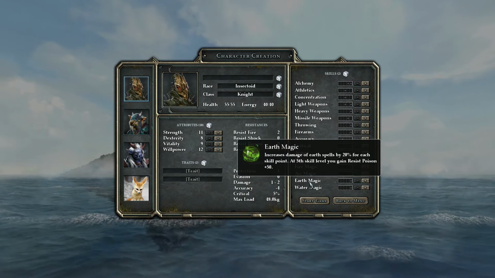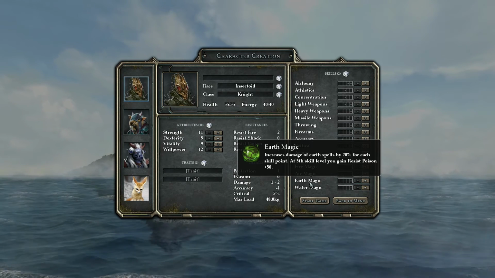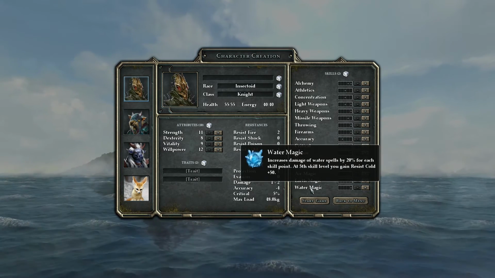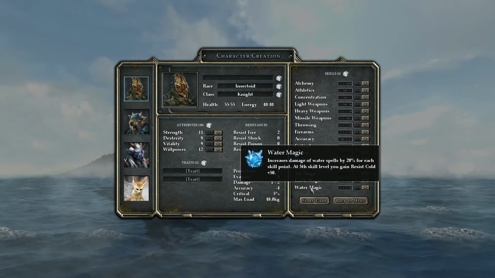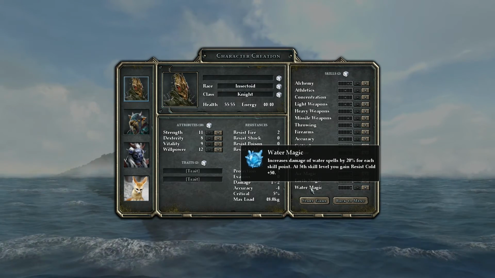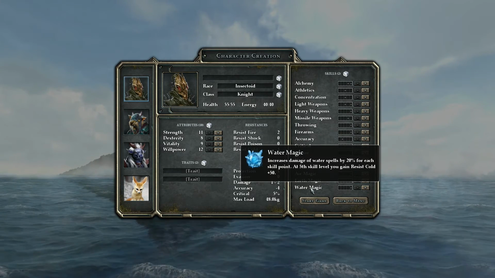Earth magic increases damage of earth spells by 20% for each skill point. At 5th skill level, you gain resist poison plus 50. Water magic increases damage of water spells by 20% for each skill point. At 5th skill level, you gain resist cold plus 50.